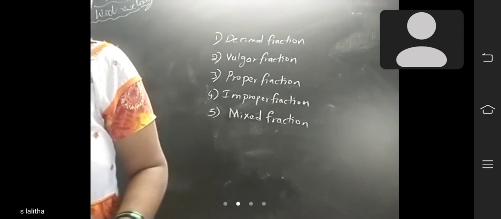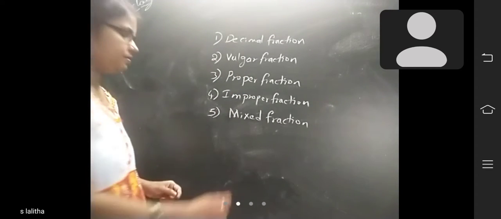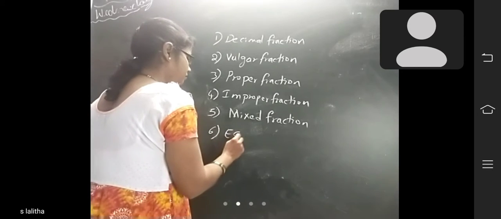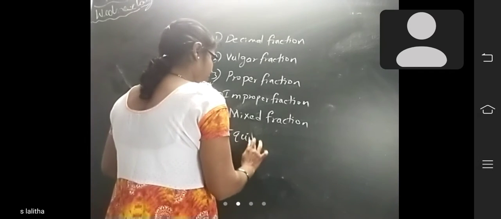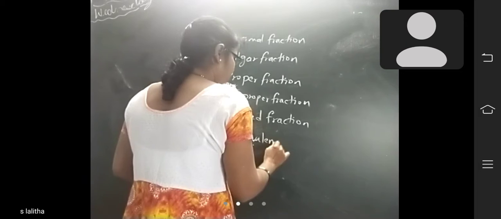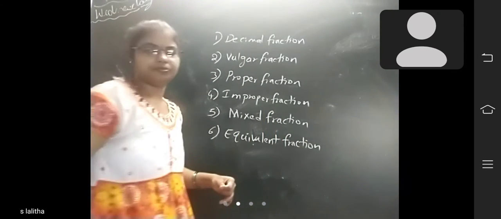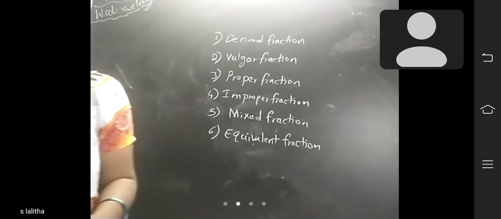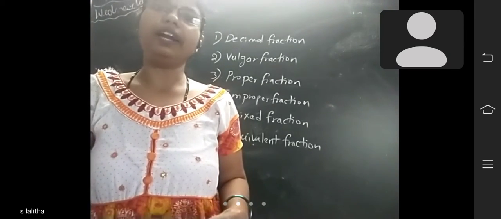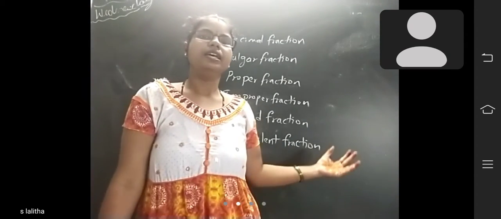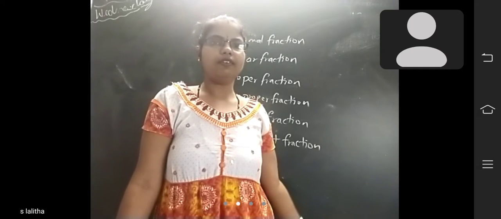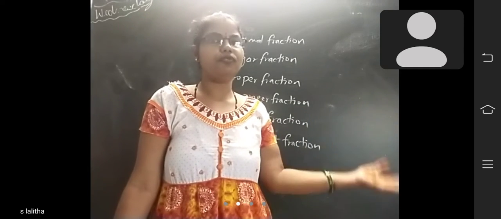Next type of fraction is equivalent fractions. What are called equivalent fractions? Fractions having the same value are called equivalent fractions, but they are looking different.